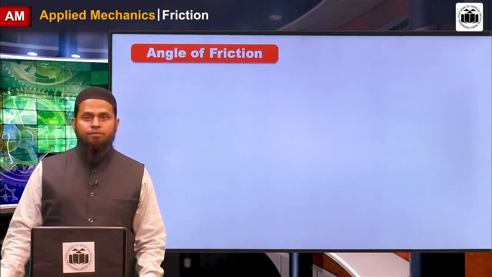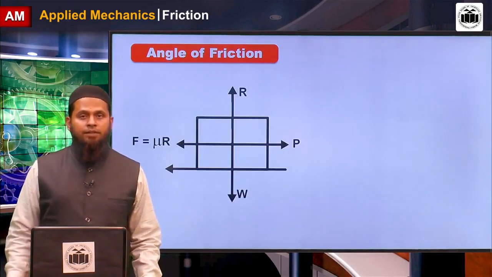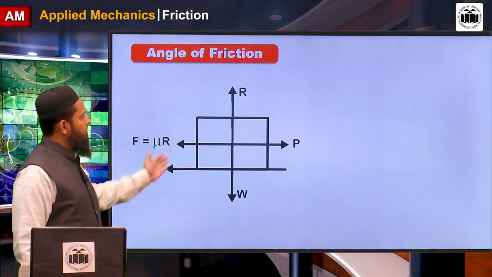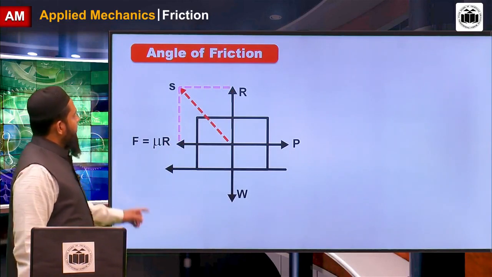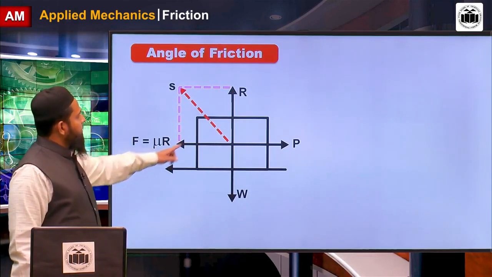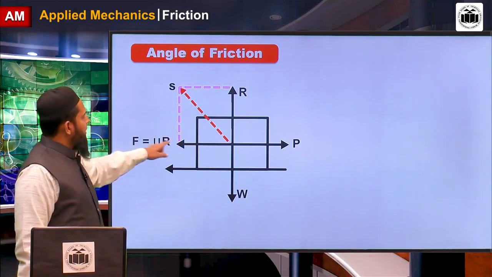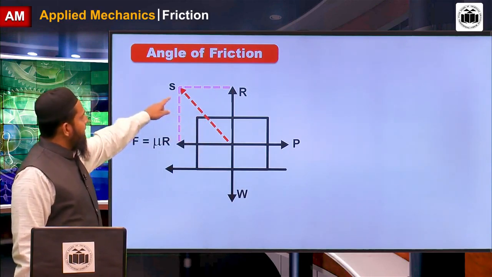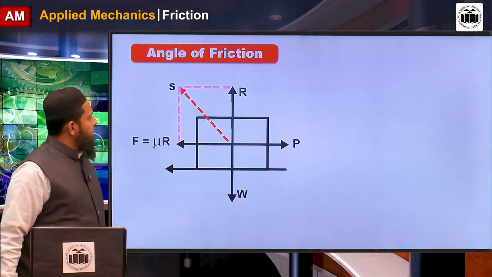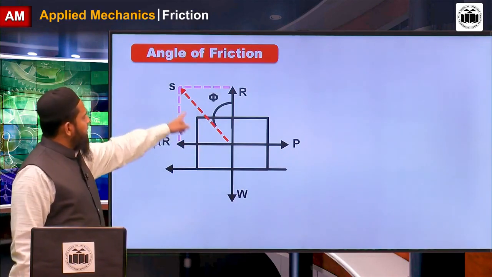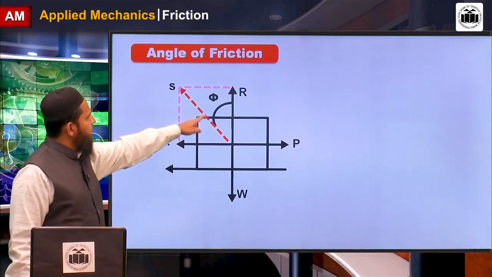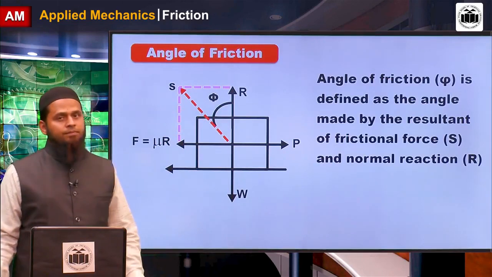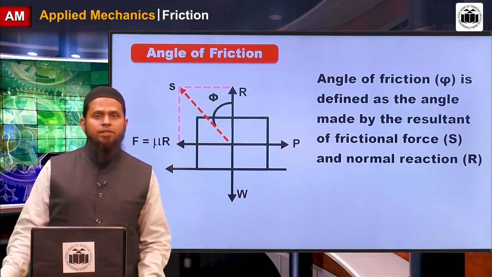Now the next term, angle of friction. Take the same body, the same block with free body diagram. When I draw the resultant of frictional force and normal reaction, it is like this, called S. Now the angle between the resultant force and the normal reaction is called the angle of friction. Now what is the role of this angle of friction?